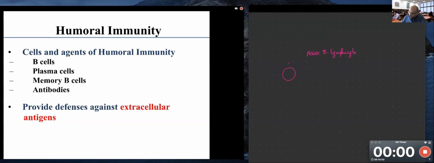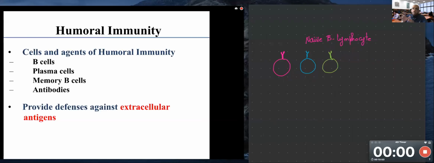Each one of them has a surface receptor, which, as we're going to see, is going to be an antibody. This surface receptor is responsible for recognizing and binding to the specific non-self antigen. So I've got multiple B lymphocytes. Each one of them has its own type of immunoglobulin that acts as a surface receptor, and this immunoglobulin recognizes one specific non-self antigen. Let's say this one is recognizing the red antigen, this one the blue antigen, this one the green antigen. Each one has its own specific antigen that it can recognize and bind to.